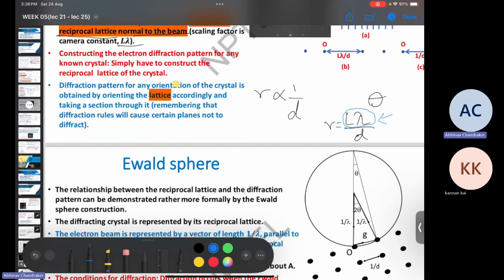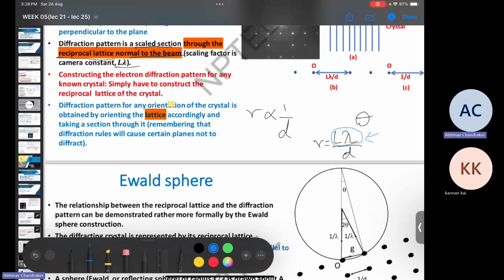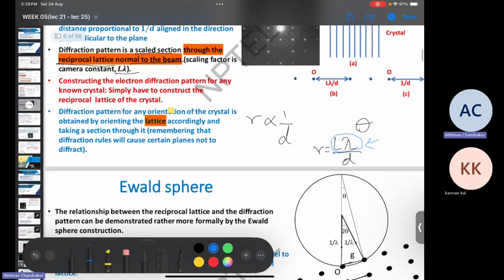Another way of putting the same thing is that if you have a crystal oriented in a particular way, and you take a section of it, if you have a crystal oriented in a particular way and you bring it to the reciprocal space, so you have a reciprocal lattice and you take a section of it, then all the points that you will see on that section, all those reciprocal lattice points, they will look the same as what that crystal will look like if you put it in TEM and look at the diffraction pattern, right?